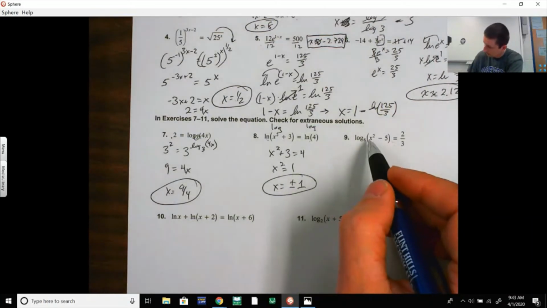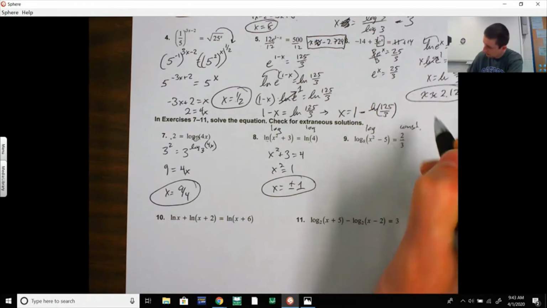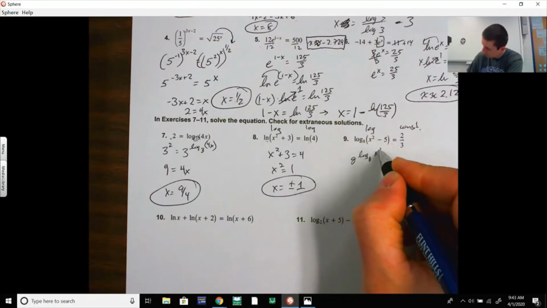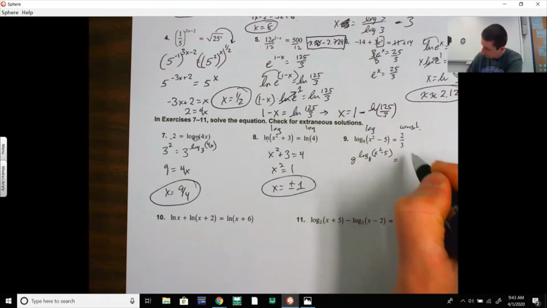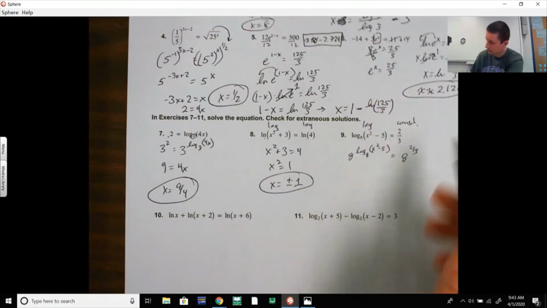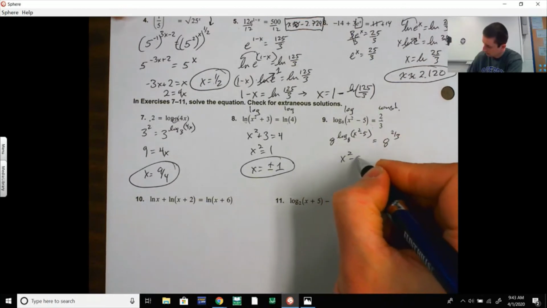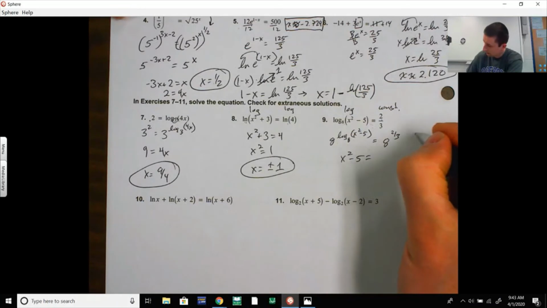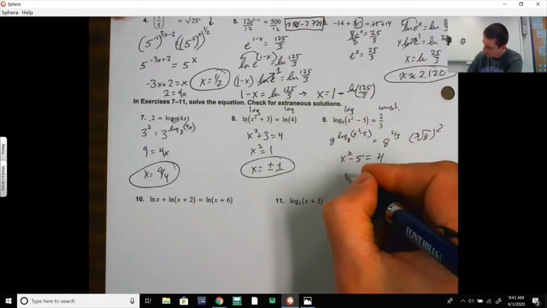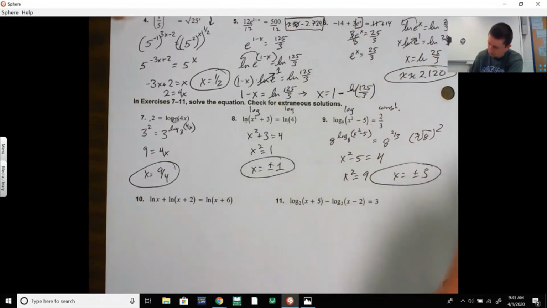Okay, log base 8, we have a log equaling a constant. So we have a log and a constant. So I want to say 8 to the log base 8 of x squared minus 5 equals 8 to the 2/3. Okay, you're going to start seeing some shortcuts here, which are definitely okay to take. So 8 to the log base 8 of that is going to be x squared minus 5. 8 to the 2/3, that is the cube root of 8 squared, that is going to be 4. So x squared equals 9, x is going to be plus or minus 3.